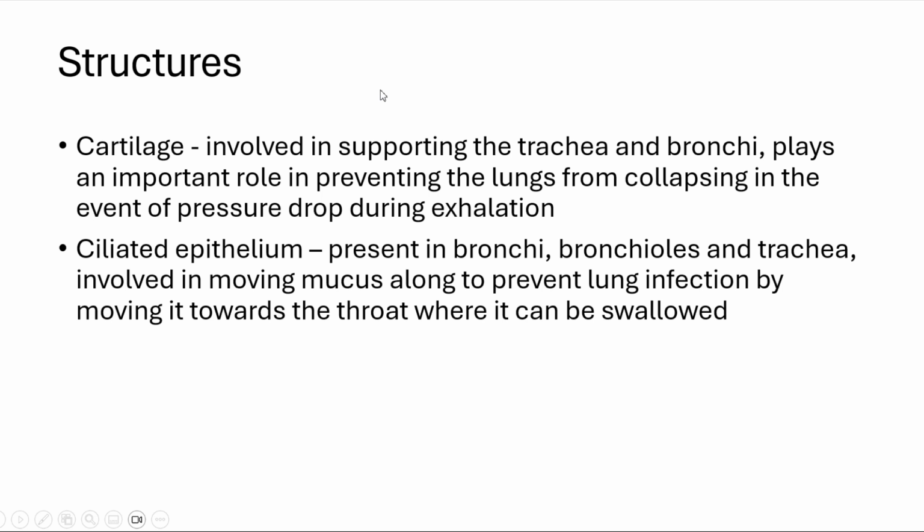Now structures. You need to know certain structures and how they play a role. So cartilage is involved in supporting the trachea and bronchi, not the bronchioles. They don't have cartilage. It plays an important role in preventing the lungs from collapsing in the event of a pressure drop during exhalation. If it wasn't for that, then during exhalation your lungs would collapse.